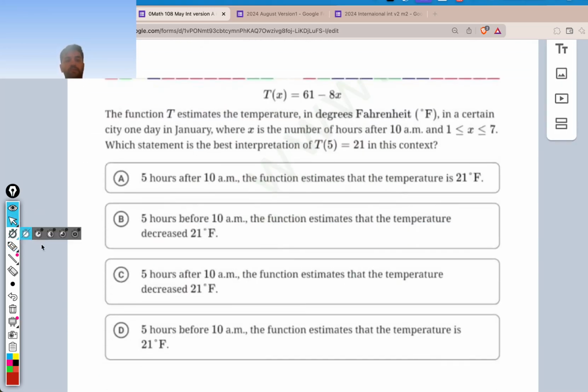Third one. Because it asks about T of 5 is equal to 25, you have to identify what X and Y represent here. X is number of hours, and Y is temperature in Fahrenheit. So it means that X is 5, right? 5 hours after 10 a.m., the temperature will be 21. A.